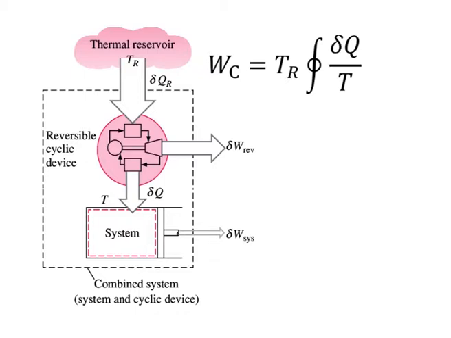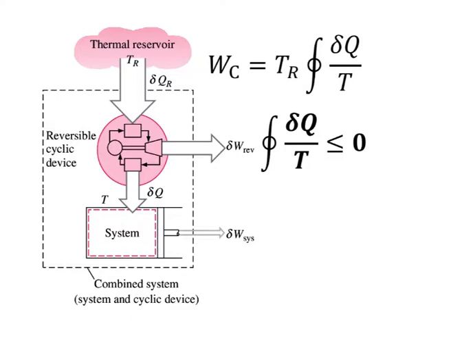On the basis of the Kelvin-Planck statement of the second law, which states that no system can produce a net amount of work while operating in a cycle and exchanging heat with a single thermal energy reservoir, we reason that W_C cannot be a work output and thus it cannot be a positive quantity. Considering that T_R is the thermodynamic temperature and thus a positive quantity, we must have cyclic integral of delta Q upon T less than or equal to 0.